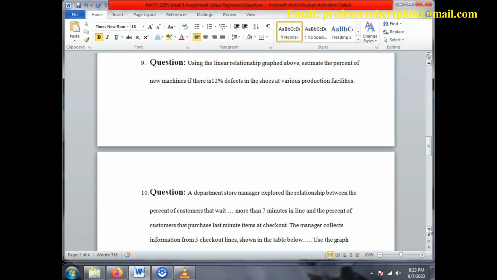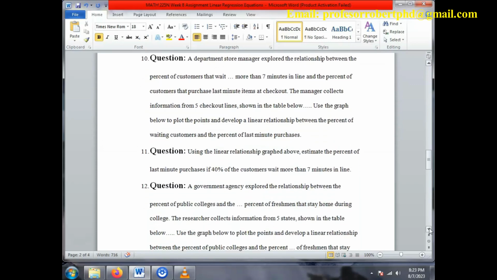Question 10. The department store manager explored the relationship between the percent of customers that wait more than 7 minutes in line and the percent of customers that purchase last-minute items at checkout. The manager collects information from 5 checkout lines, shown in the table below. Use the graph below to plot the points and develop a linear relationship between the percent of waiting customers and the percent of last-minute purchases. Question 11. Using the linear relationship graphed above, estimate the percent of last-minute purchases if 40% of the customers wait more than 7 minutes in line.